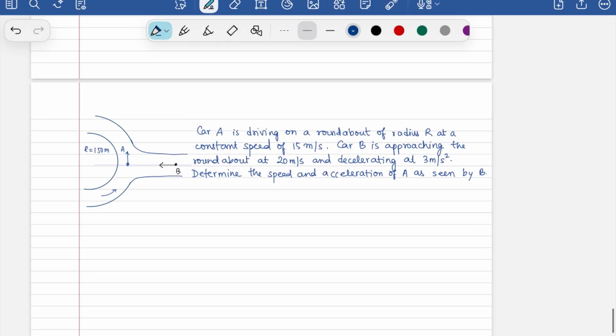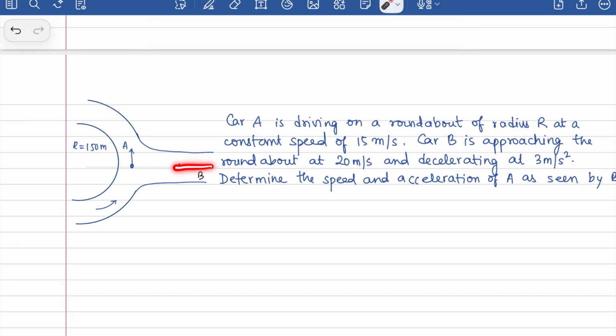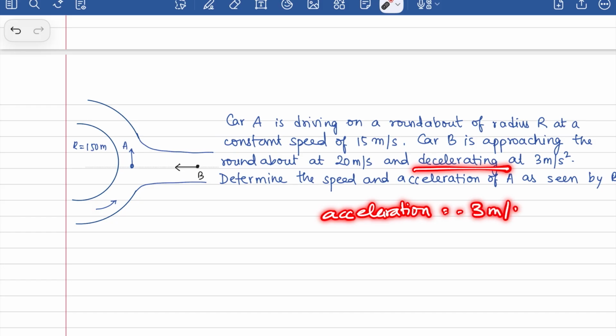The next question is that you are approaching a roundabout at a speed of 20 meters per second, and you see that there's a car that's executing circular motion in this roundabout. And because you see that, you start decelerating at 3 meters per second squared. Decelerating automatically means that the acceleration is equal to minus 3 meters per second squared.